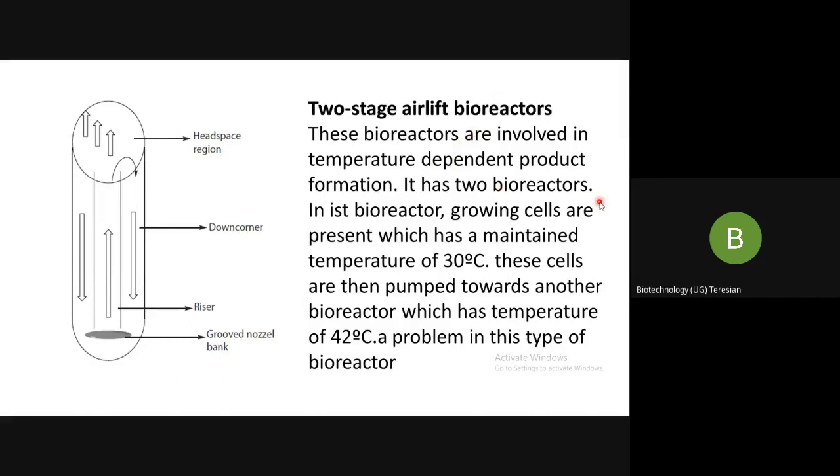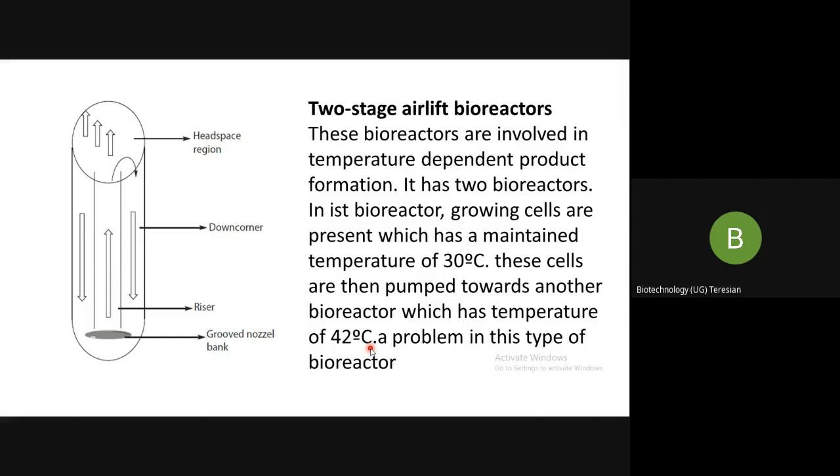It has two bioreactors. In the first bioreactor, the growing cells are present, which are maintained at a temperature of 30 degrees centigrade. These cells are then pumped towards another bioreactor which has a temperature of 42 degrees centigrade. A problem in this type of bioreactor is that there is a shuffling between the two temperatures. So this can be problematic.